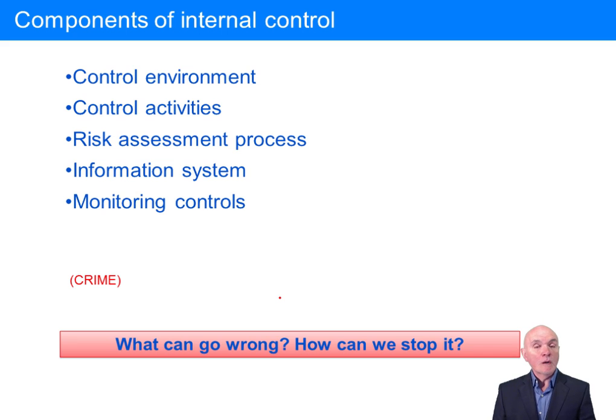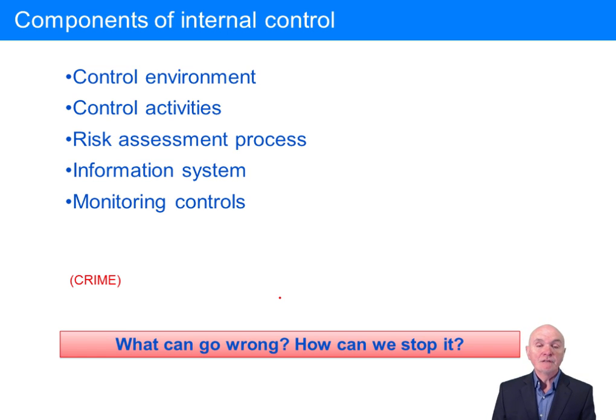So then, control activities. What exactly do people do to impose internal control? We'll see a list of this later, but an example would be a regular bank reconciliation. Another example is authorizing transactions before they are allowed to go through.